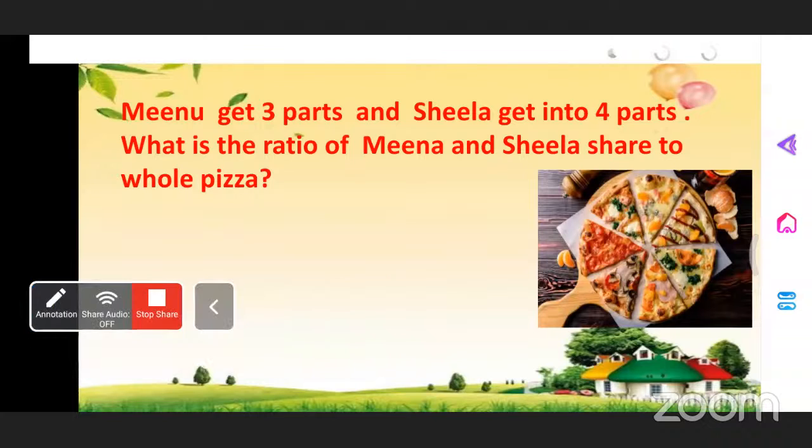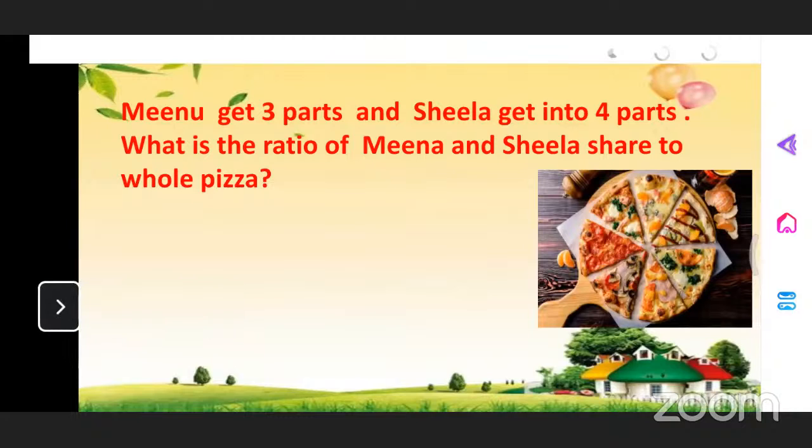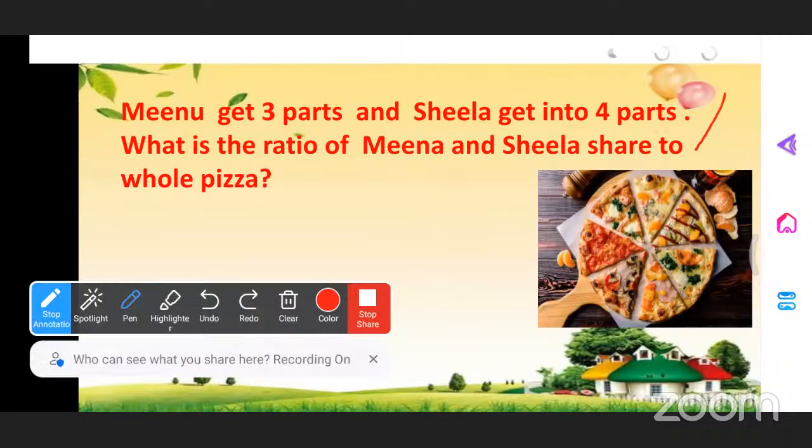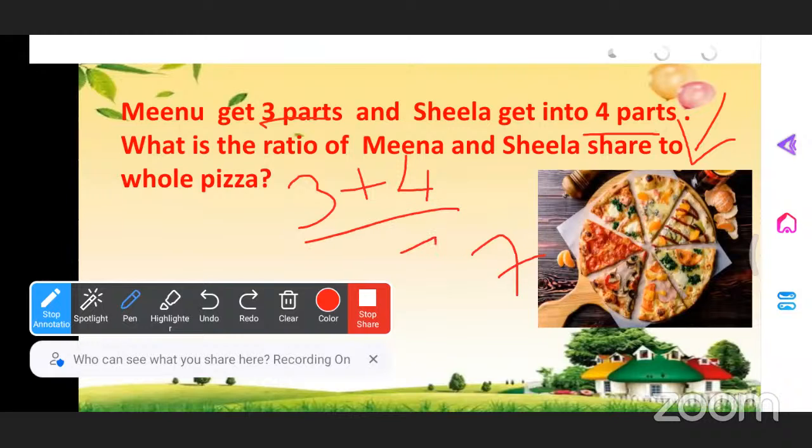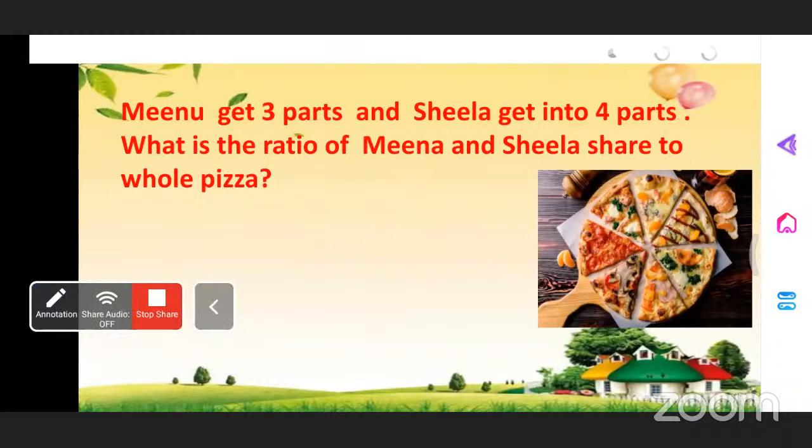In the pizza, how many slices are there? You can calculate from the picture. Look at this picture. How many parts are divided here? 7. Suppose the picture is not given, just calculate the 2 parts. 3 plus 4, sum of 2 parts. Very good. Yeah, correct.